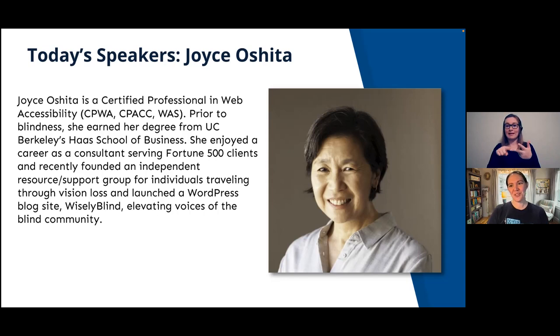So I'm going to start with Joyce Oshita, who reached out to me. She's attended some of our meetups, and you may have heard her introduce herself at a previous event. She's a certified professional in web accessibility. Prior to blindness, she earned her degree from UC Berkeley's Haas School of Business, and she has been a consultant serving Fortune 500 clients and recently founded an independent resource and support group for people who are traveling through vision loss. She also has a WordPress blog called Wisely Blind, which is used to elevate voices of the blind community.